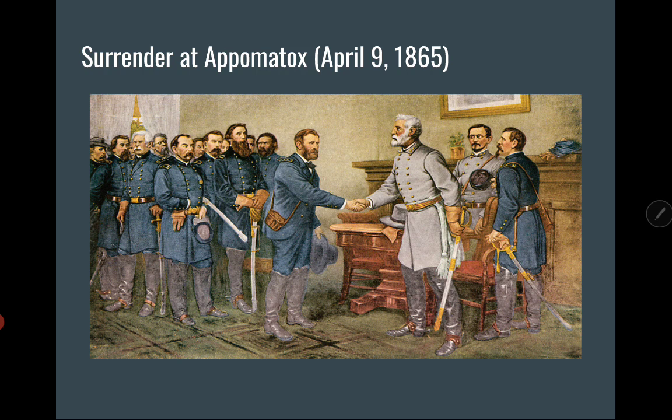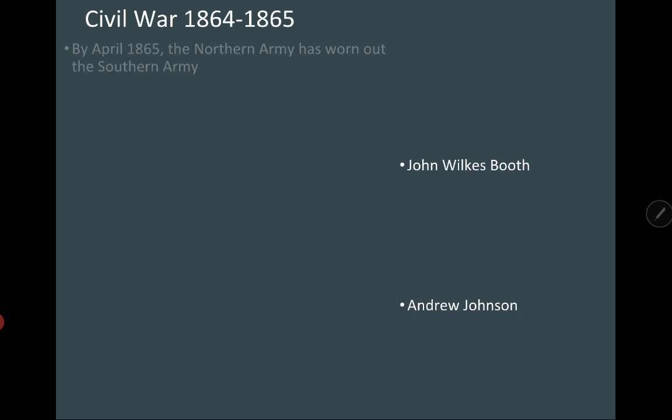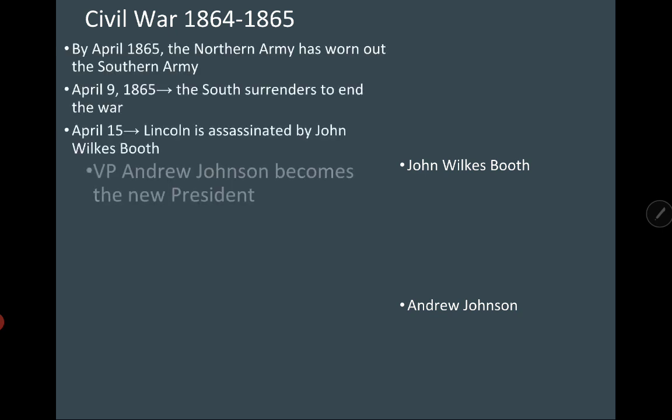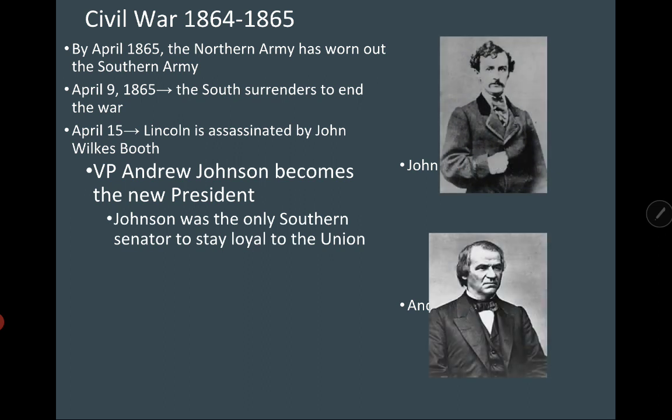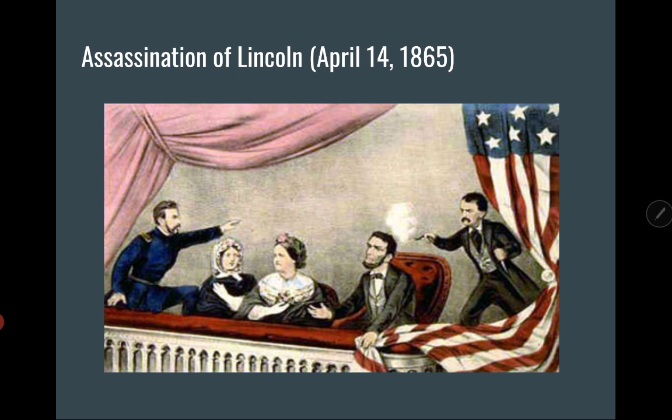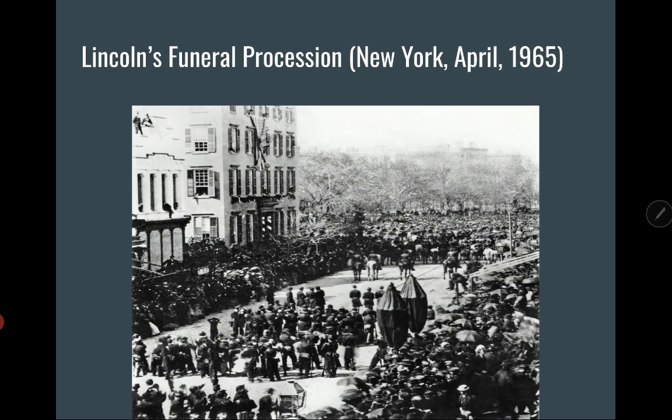Lincoln is really excited. He wants to go relax. He looks at his wife and says, let's go see a comedy. They go to the theater, and at the theater you have John Wilkes Booth, who is going to kill the president, and Andrew Johnson is going to become president. So the assassination of Lincoln in 1865, John Wilkes Booth is another example of a Southern sympathizer who assassinates Lincoln, says sic semper tyrannis, thus always to tyrants, and runs off.